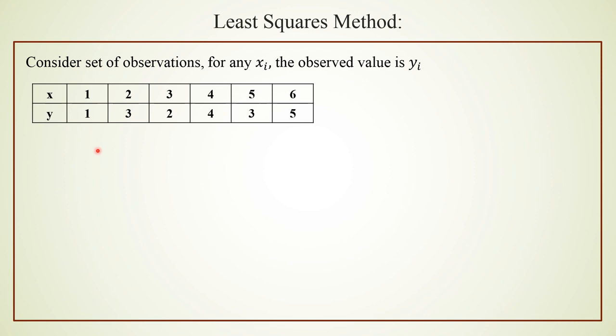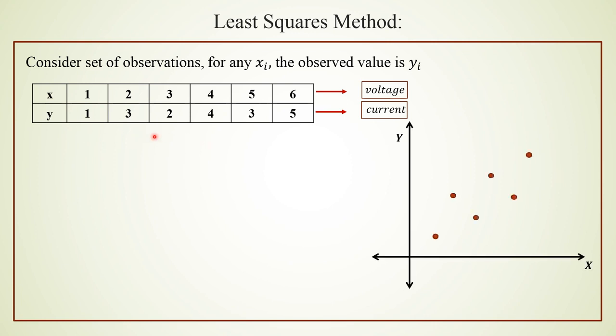Say, for example, if you are conducting an experiment to measure the current in the circuit for different voltages. Suppose y represents the current in the circuit and x represents the corresponding voltage across it. For x equal to 1 volt, the current in the circuit is 1 ampere. For x equal to 2 volt, the current in the circuit is 3 ampere, and so on. Let me plot these points in an xy plane and just observe the points over here. The points are scattered, right?